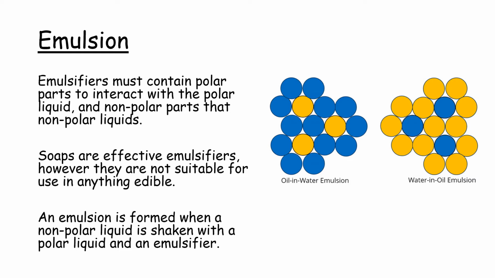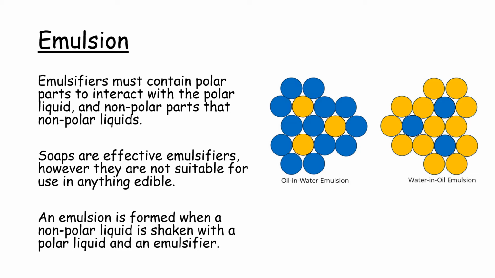In order for an emulsifier to work, it must interact with both the non-polar and polar parts. An emulsion is formed when you shake a non-polar liquid, a polar liquid, and an emulsifier. What happens is the non-polar liquid becomes dispersed within the polar liquid.